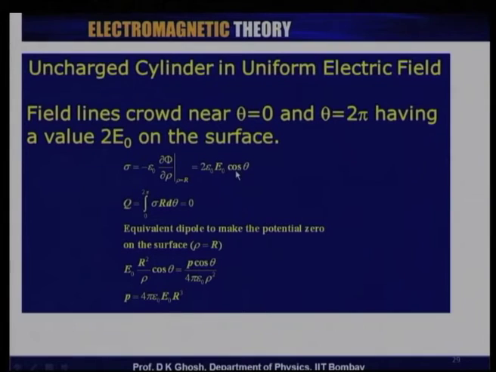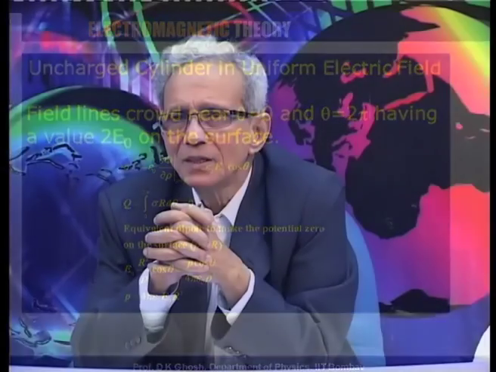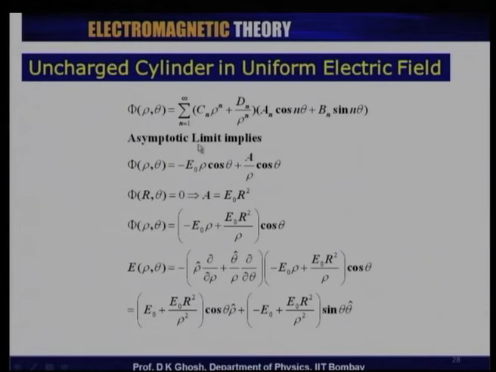Now, once again I can find the total amount of charge induced on the surface. Q is the theta integral from 0 to 2 pi of sigma R d theta, and sigma is proportional to cos theta, so this is equal to 0. Now notice one interesting thing: like the case of the sphere, I have a potential expression with minus E0 rho cos theta, which was already there, and this is modified by a term which is proportional to 1 over rho.